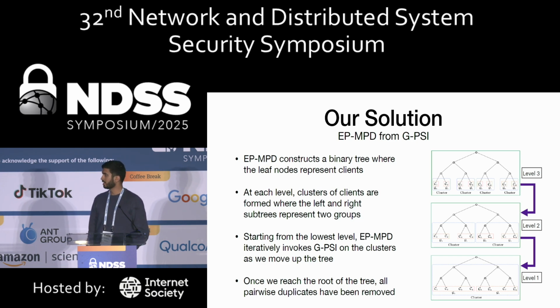Now, at the second level, we have 2 clusters, and in this cluster, there are 2 clients in each group. And once again, if you have a look at the first cluster, clients C1 to C2 in the first group can find the intersection that they have with clients C3 to C4 in the second group using group PSI, and then they delete their duplicates. And finally, at the root level, we have only 1 cluster, and we have 4 clients in each group, and clients C1 to C4 in the first group can remove their duplicates that they have with clients C5 to C8 in the second group using group PSI.